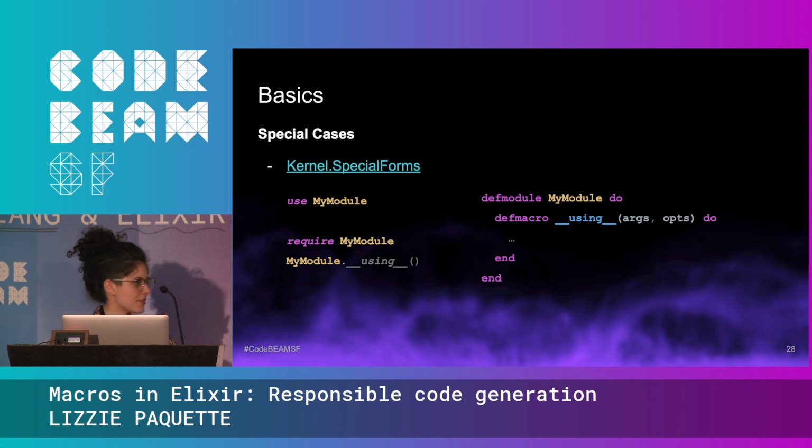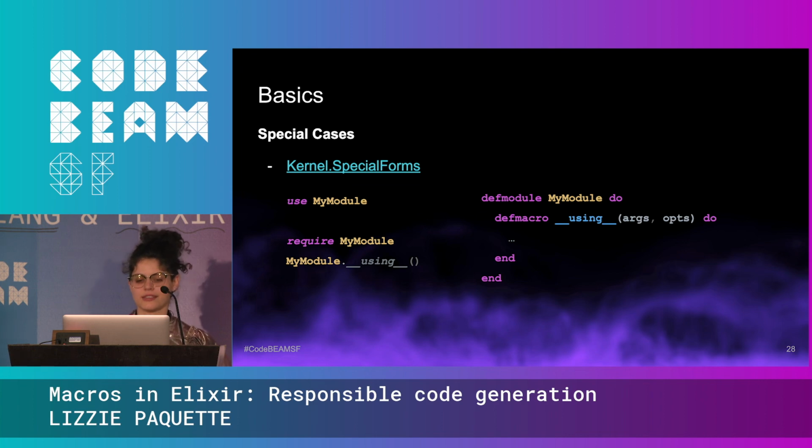Just to go over some special cases, you probably see use around in your code base. Use is just some syntactic sugar. It's in the Kernel special forms for writing require MyModule, then using. And all use does is it pulls in and executes the __using__ macro from whatever module you're using.